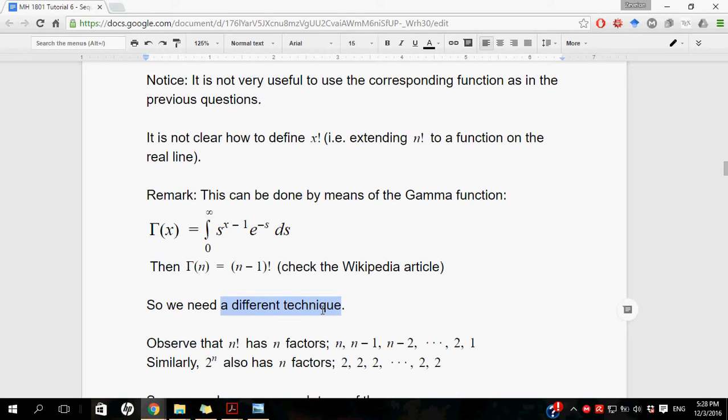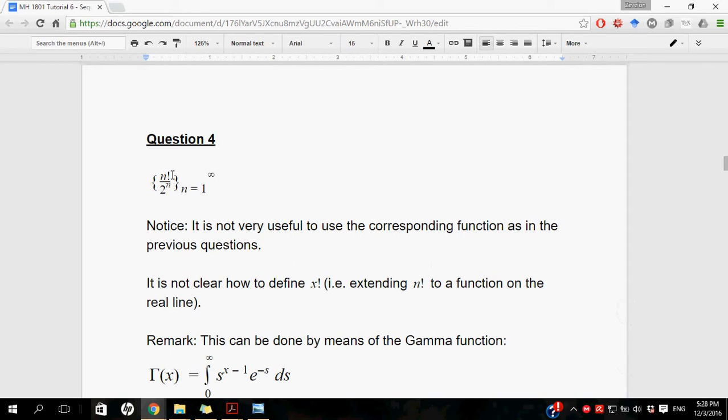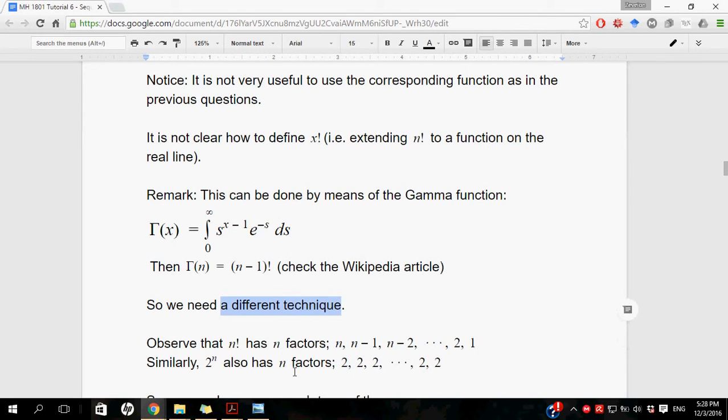We observe that for the terms in the numerator and denominator, there are precisely n factors in both of these terms. Certainly we can factorize n factorial into the factors given here: n, n minus 1, n minus 2, and so on until we come to 1. There are precisely n of these numbers. In a similar way, we can also factorize 2 to the n. There will be just n copies of the number 2 in the corresponding factorization of 2 to the n.